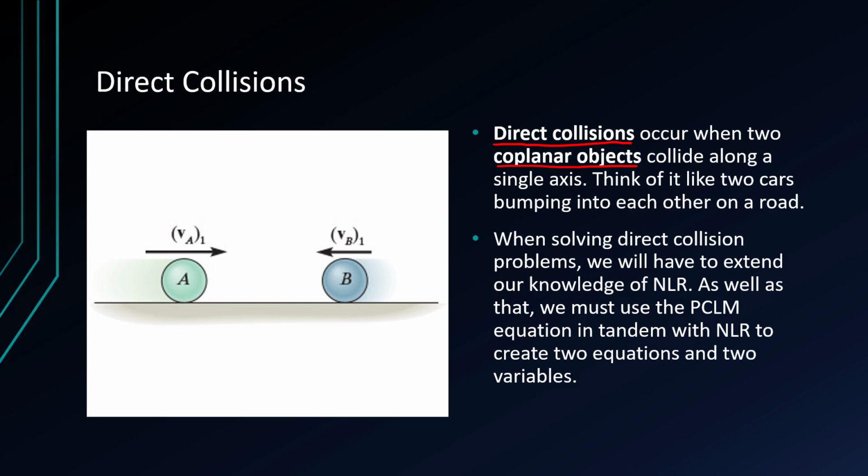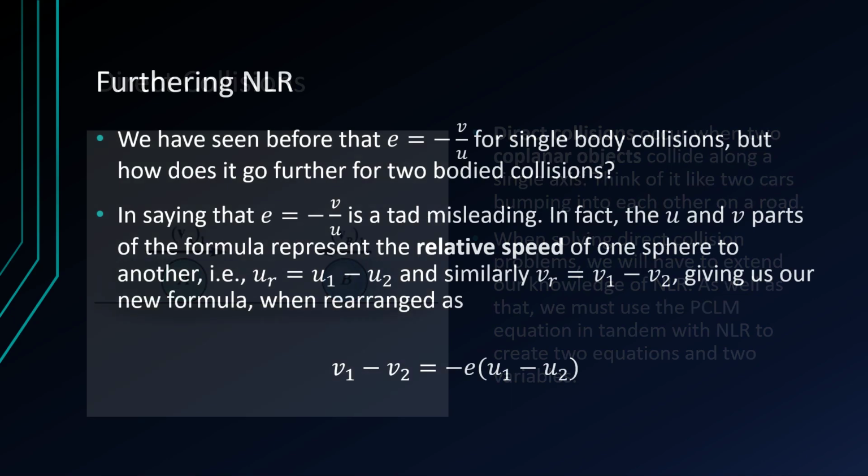So we have to extend our knowledge of Newton's law of restitution before we actually go into direct collisions. We also use this simultaneously with the conservation of linear momentum in order to get velocities v1 and v2. After that, we can solve for the velocity of either sphere. So what do I mean by furthering our knowledge of Newton's law of restitution?